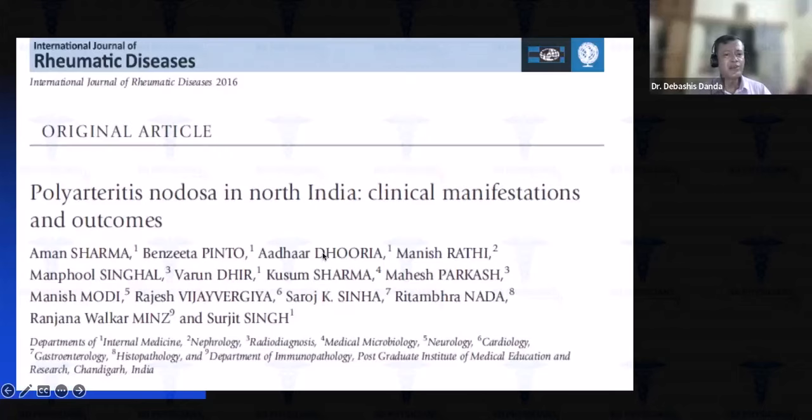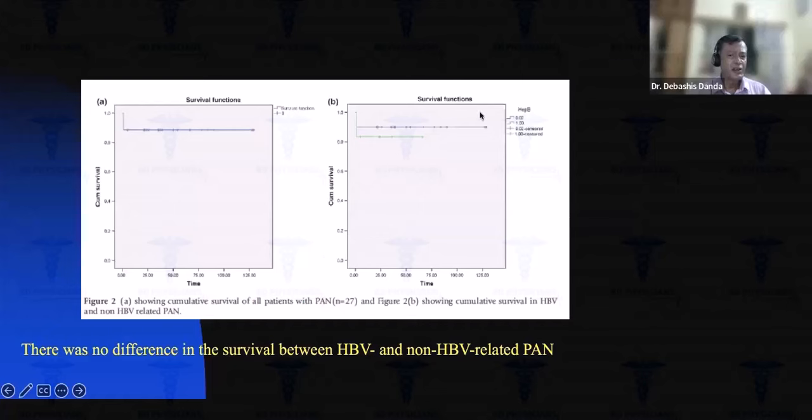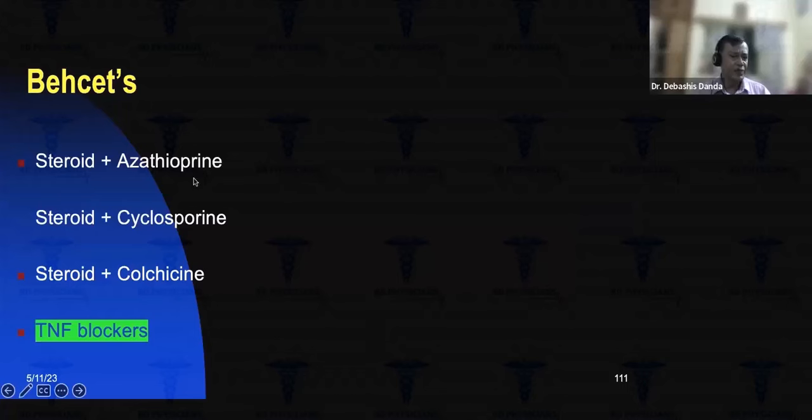Polyarteritis nodosa was studied in northern India. We have found that there is a high association with hepatitis B in classic polyarteritis nodosa. In this study, it was found that there was no difference in outcome between hepatitis B-related and non-hepatitis B-related classic PAN. In Behçet's disease, steroid plus azathioprine, steroid plus cyclosporine, steroid plus colchicine, etc. are used. But TNF blockers have been the most dramatic of all.